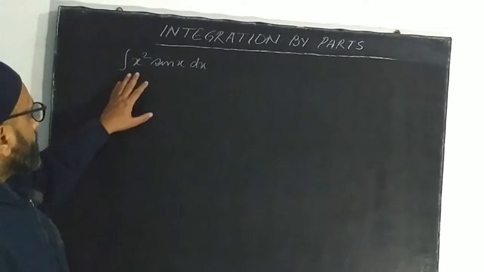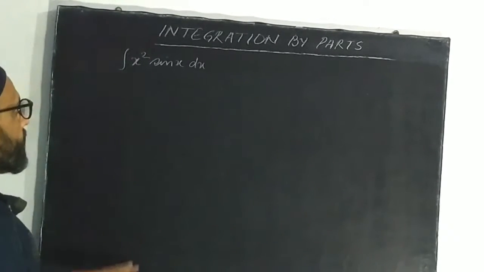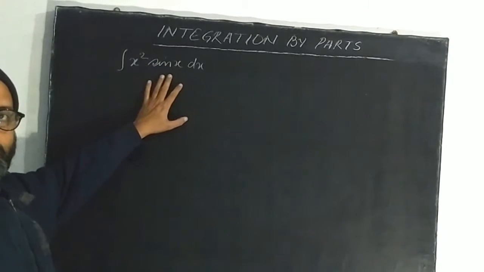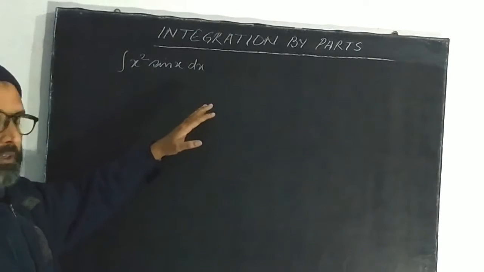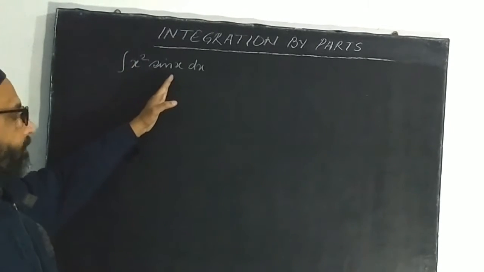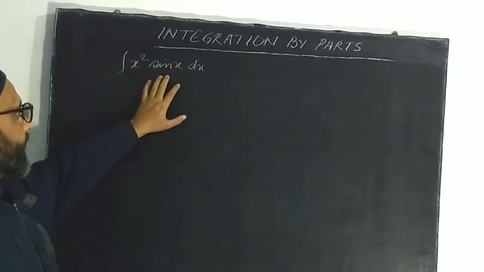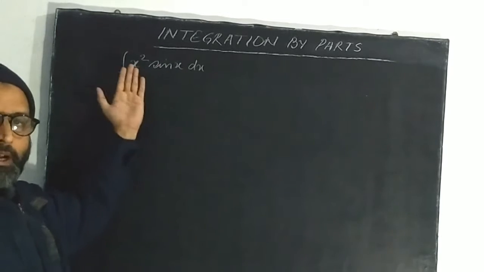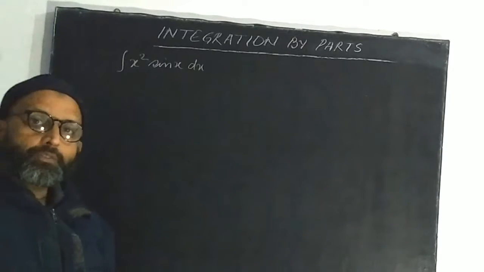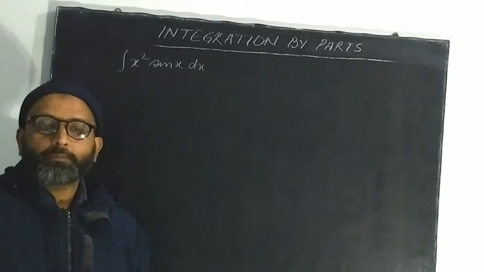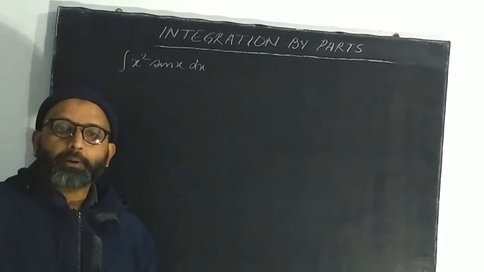Further, the applicability of the method of substitution is also not satisfied because neither of the two functions is a differential coefficient of the other. X square is not the differential coefficient of sin x or a part of sin x. Neither is sin x a differential coefficient of x square or a part of x square. So none of the two methods may be used here. So in this particular situation we use integration by parts.